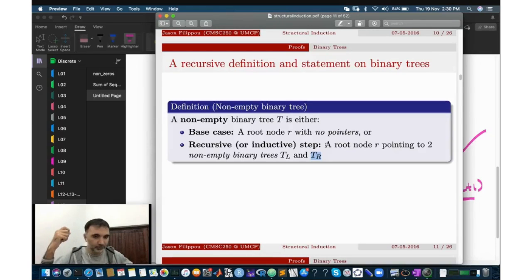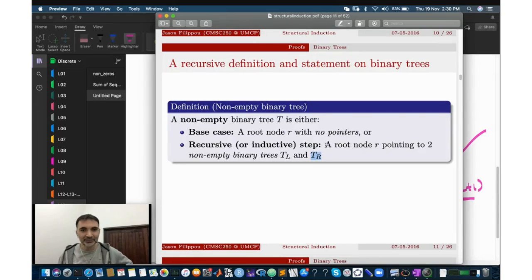इसमें जो बेस केस है, it says a root node R with no pointers. Does it mean there are no pointers pointing towards it? Yeah, out of it. There is a single root node. Okay, there are no pointers. What does it mean? There are no pointers at all. Okay, there is a single node ना, वो आपको बताया a root node, बस that's it with no pointers.